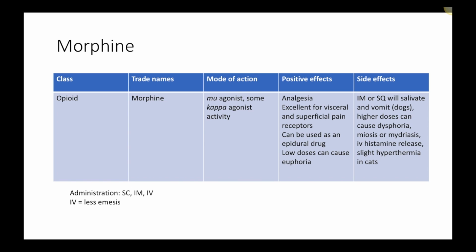Administration of morphine, we've got sub-Q, IM, IV. We can also do it as a CRI, which is continuous rate of infusion, and IV, we tend to get less vomiting.